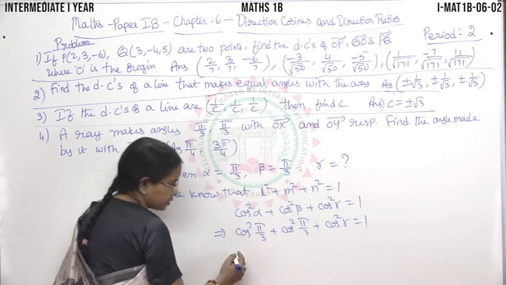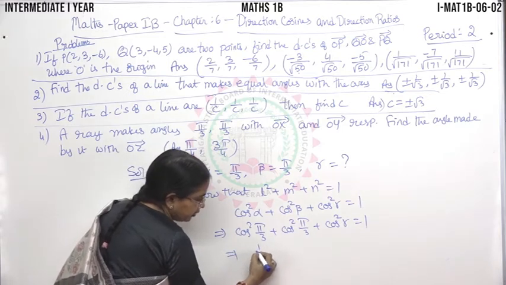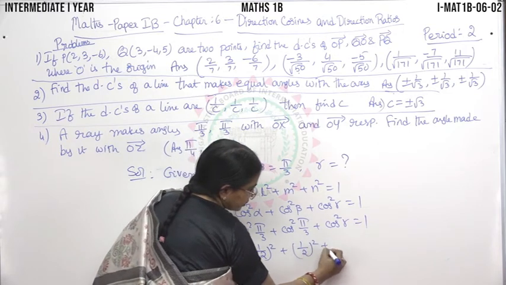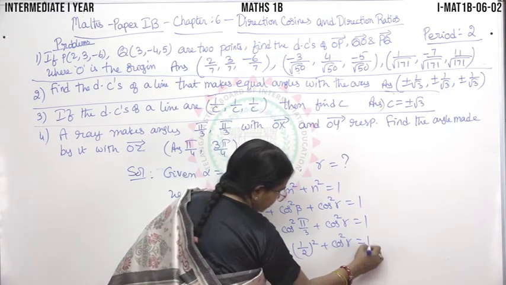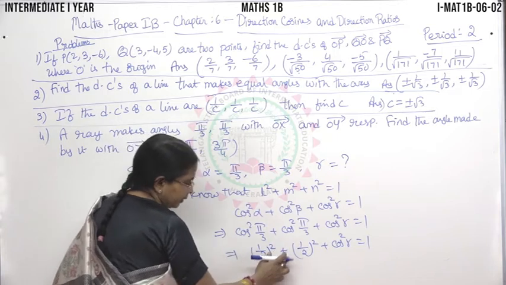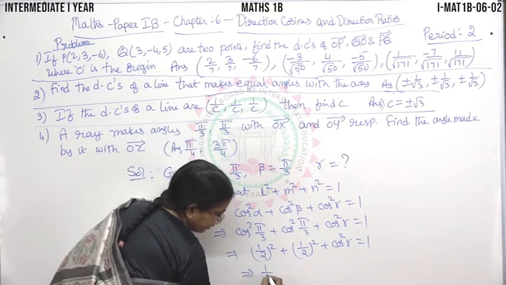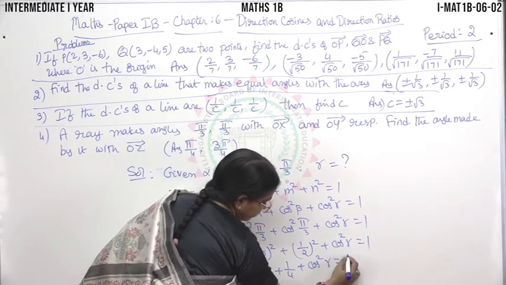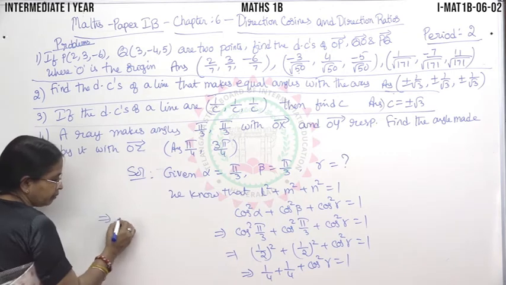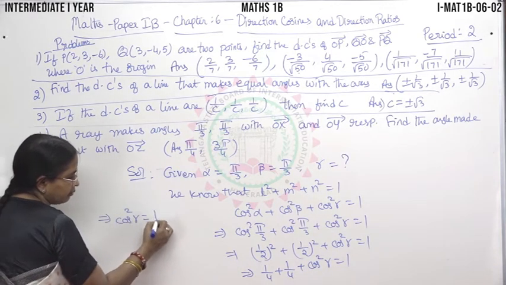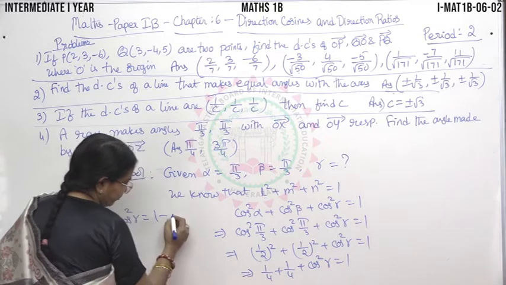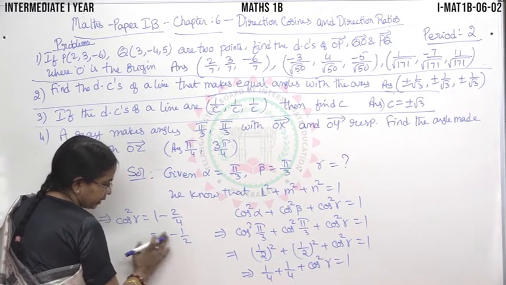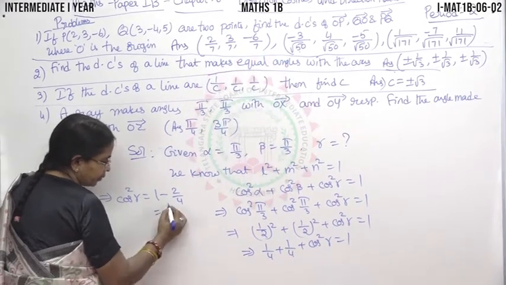Cos 60 degrees, cos 60 is sin 30, that is half. So 1 by 2 whole square plus 1 by 2 whole square plus cos square gamma is equal to 1. This is 1 by 4 plus 1 by 4 plus cos square gamma is equal to 1. So what is cos square gamma? Cos square gamma is equal to 1 minus 2 by 4. 2 by 4 means 1 by 2. So 1 minus 1 by 2 is 1 by 2.